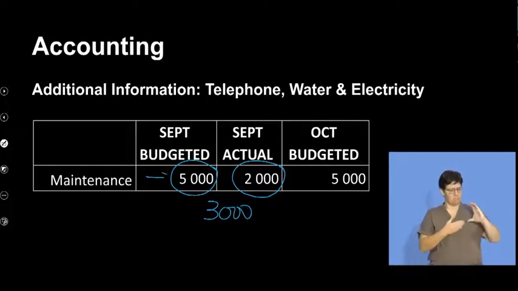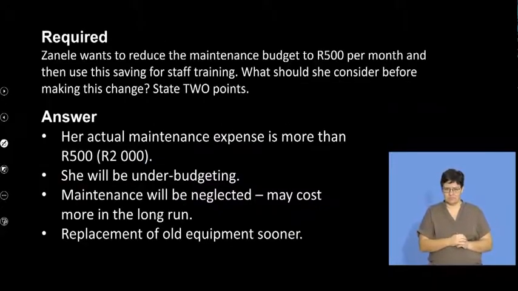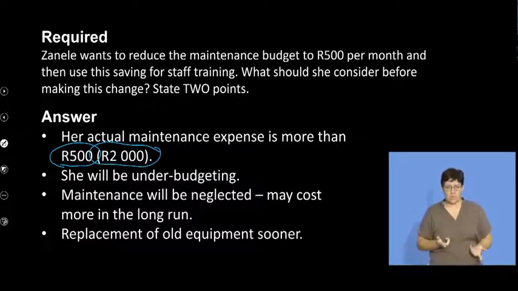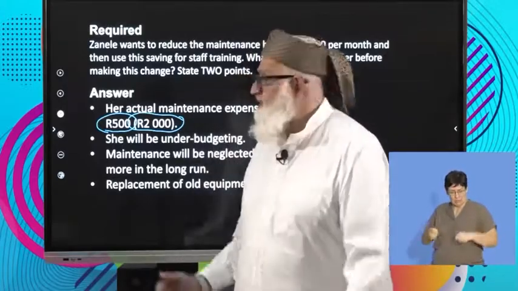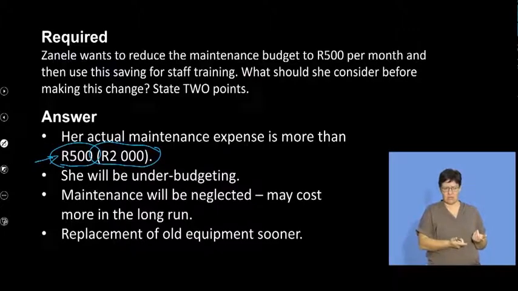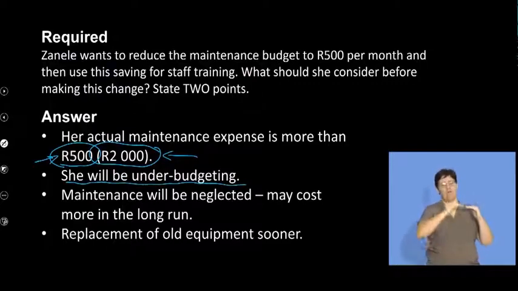So she budgeted 5,000, she spent 2,000. Now, watch. Her actual maintenance expense is far more than 500. She's actually spending 2,000 Rand. So already you can see that the amount that she is spending exceeds the amount that she wants to spend. She wants to spend 500, but she's already spending 2,000 Rand. Then, obviously, she will be under budgeting.